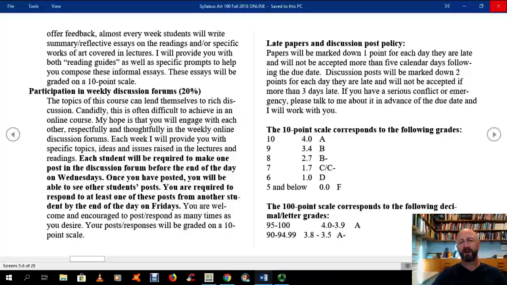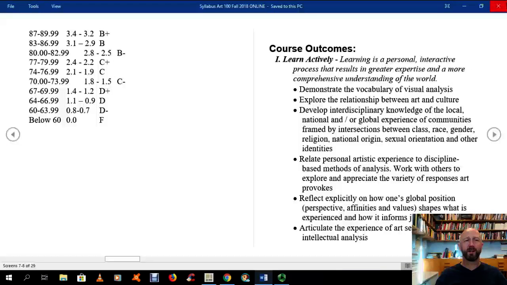The 10-point scale breaks down roughly this way, as you see here in the 100-point scale, which is what you'll be graded on at the end of the quarter, based upon that metric.